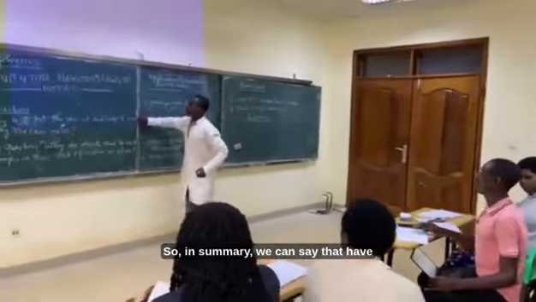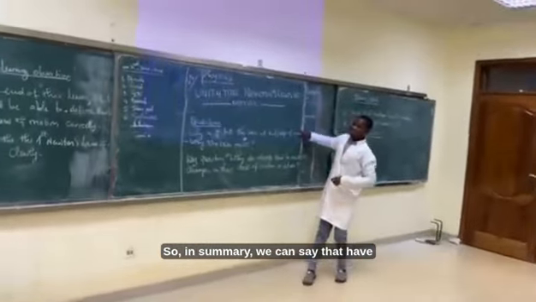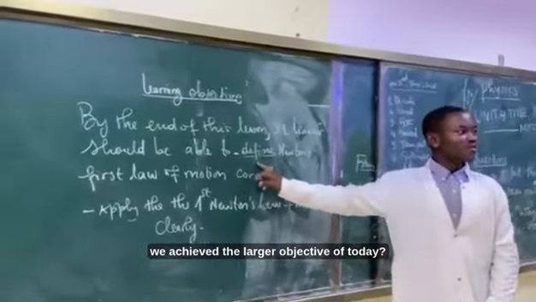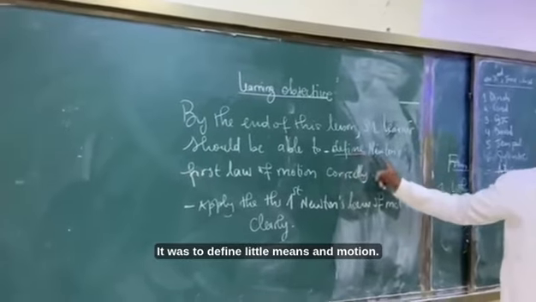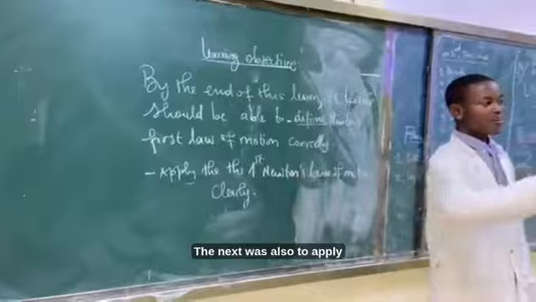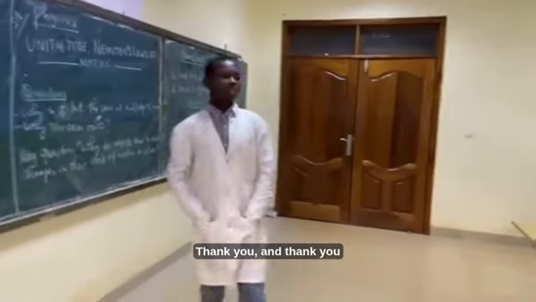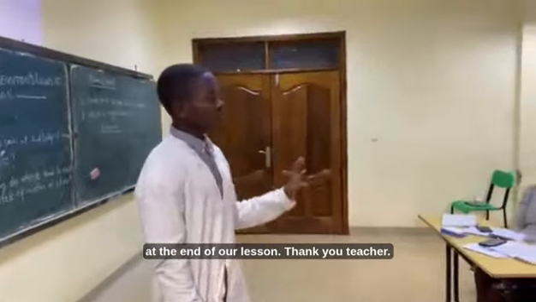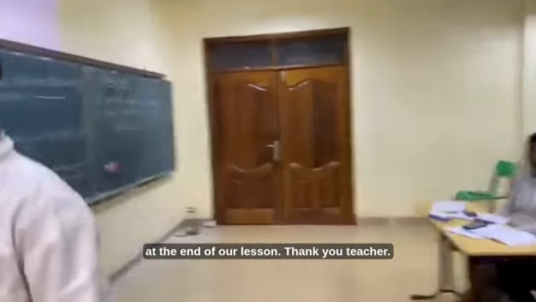So, from the summary, can we say that we have achieved the learning objective of today? It was to define Newton's law of motion. The next was also to apply the first Newton's law of motion. Thank you. We shall continue next time. That's the end of our lesson. Thank you. Thank you, teacher.